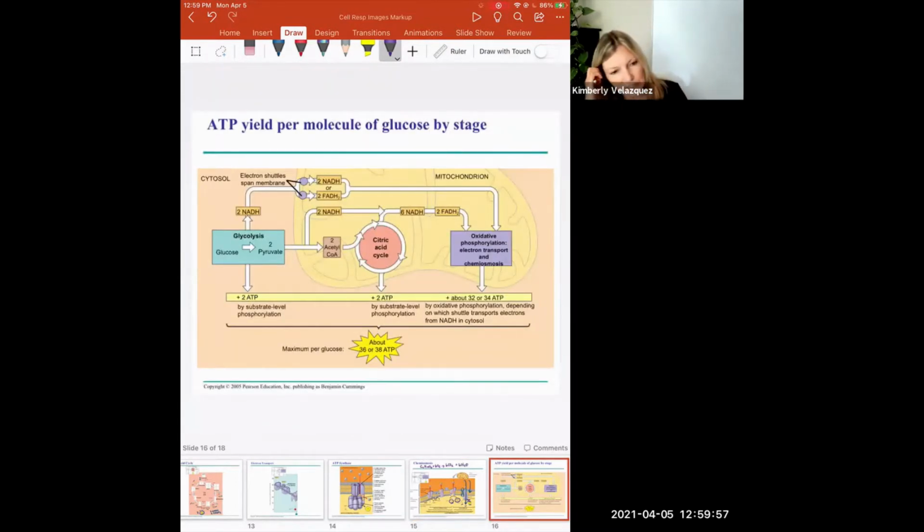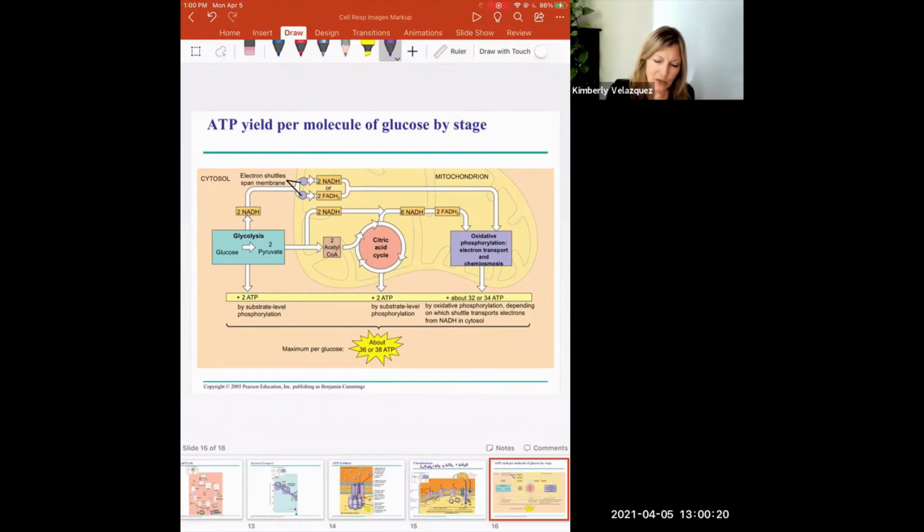Okay, this is a good summary slide. I like the summary slide. The only thing it doesn't show you is pyruvate oxidation in detail, but it shows you that glycolysis takes place out in the cytoplasm. You start with glucose, you end with 2 pyruvate and produce 2 ATP by substrate level phosphorylation.